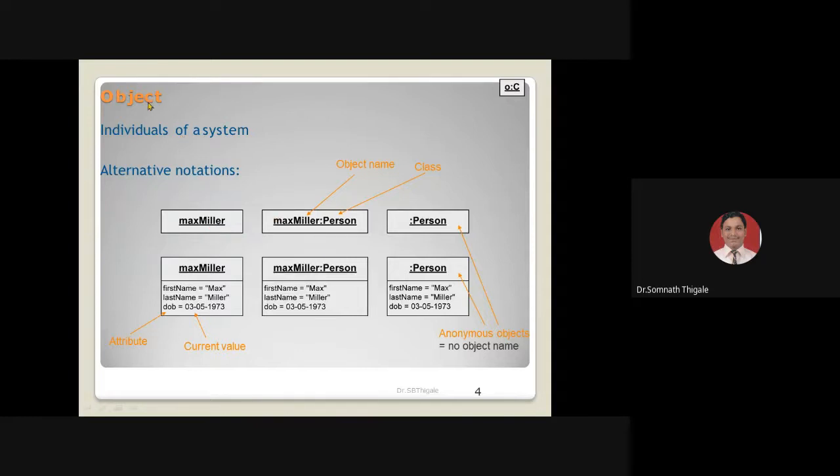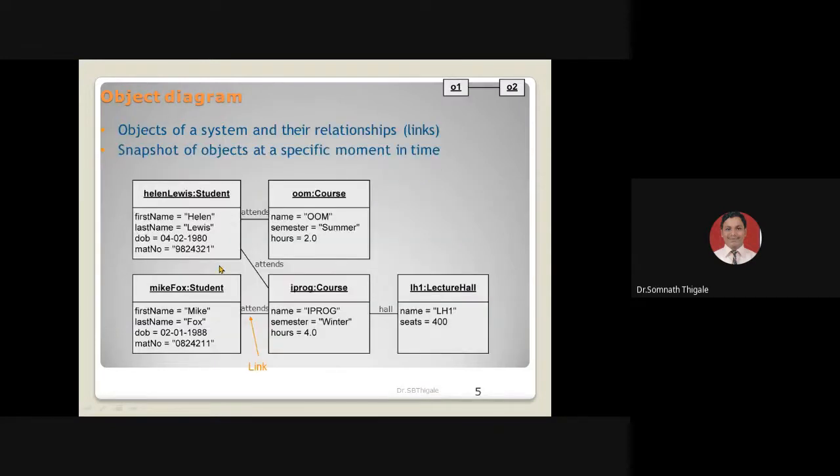So an object is anything in the real world, or a conceptual part, or an imaginary part, and we call it one object. How to represent the object? These are the simplest notations. This is an unnamed object, no name, but derived from the class Person. An object has attributes. So first name Max, last name Miller, date of birth mentioned. These are known as attributes of the particular object. Is it clear?